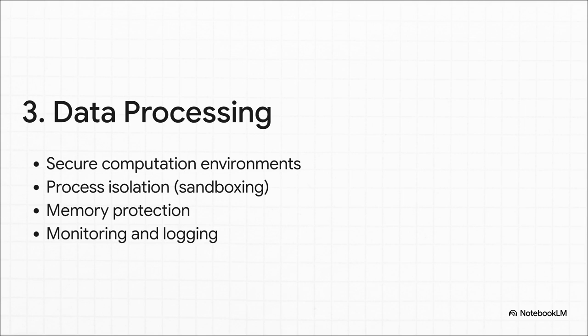Now, this part is absolutely critical. This is when the AI is actually using the data. It's when everything is active and moving around, and honestly, it's when your data is probably most vulnerable. So what do we do? We create secure, isolated environments. You can think of them like digital sandboxes, where the AI can play with the data without any risk of it spilling out or getting mixed up with something else.